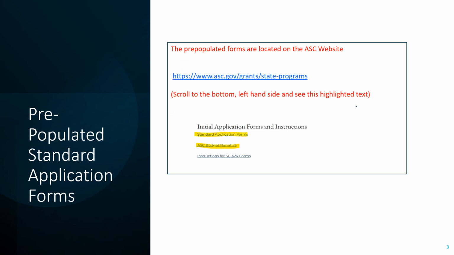We have pre-populated the standard application forms. Those forms are located on our website at the link provided on the screen. Once you get to that website, please scroll to the bottom left-hand side and you will see this highlighted section, Initial Application Forms and Instructions. You will click on the standard application forms and save those forms to your desktop. You would also click on the ASC budget narrative and save that to your desktop or wherever you will be working on your application.